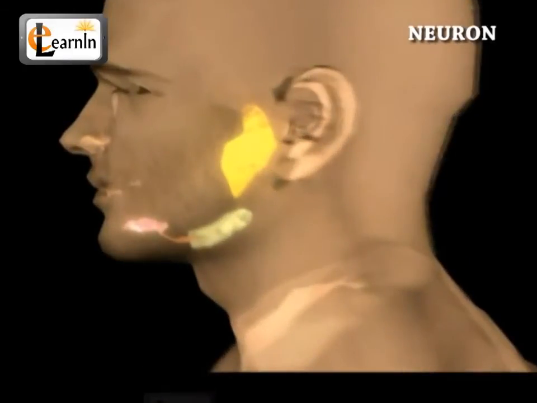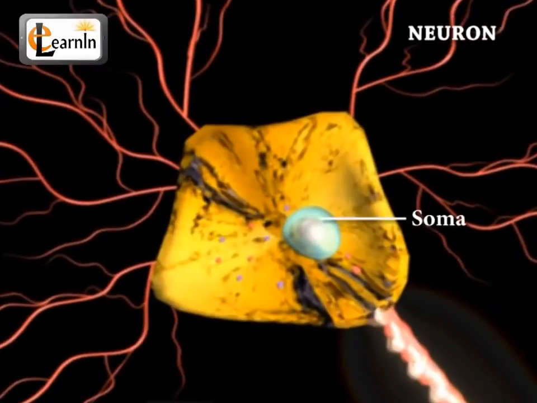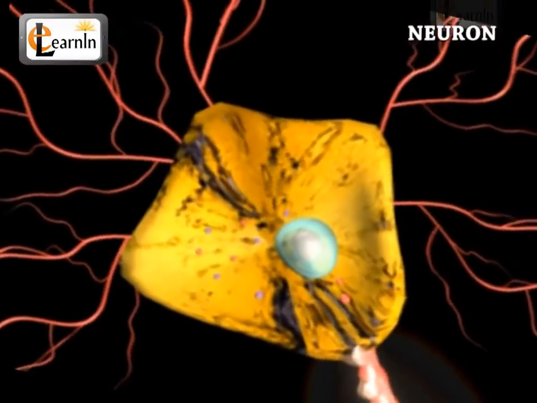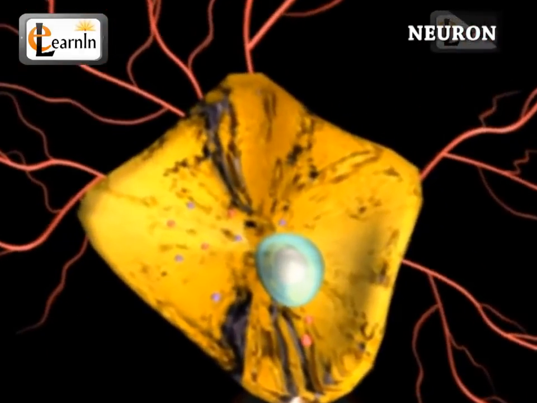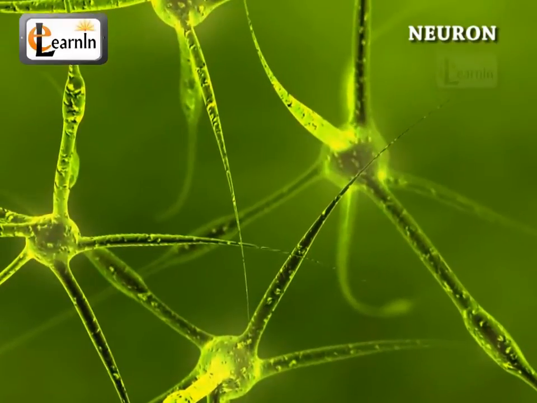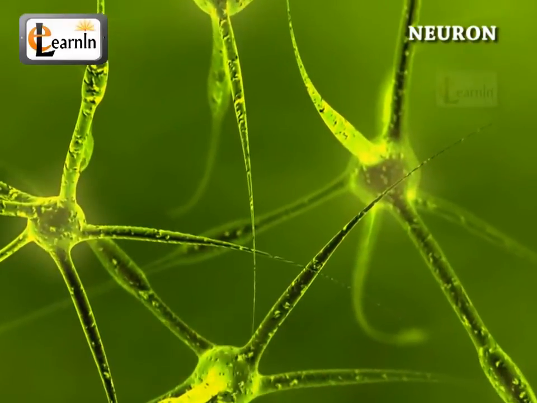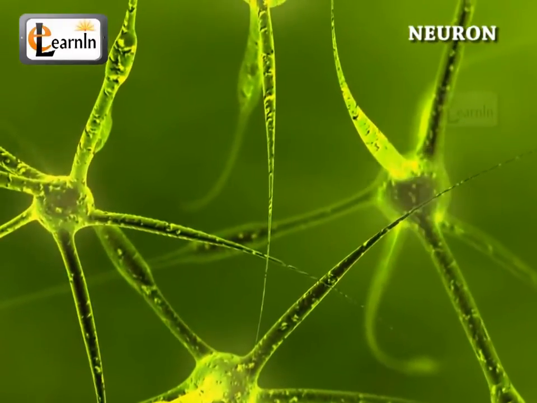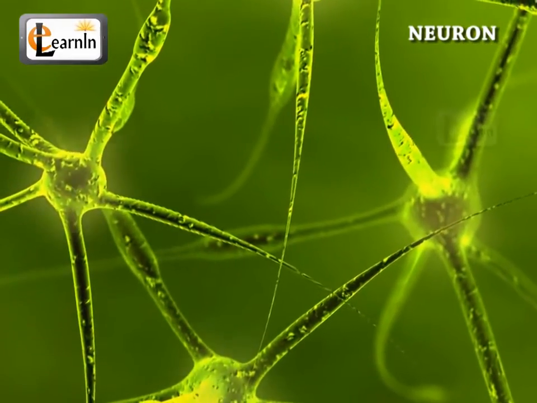A typical neuron has a soma in its center, which contains the nucleus of the cell, and hence this is where the protein synthesis occurs. The neural function is based on the synaptic signaling, the pathway that helps in the transmission of signals, a process which is partly electrical and partly chemical.